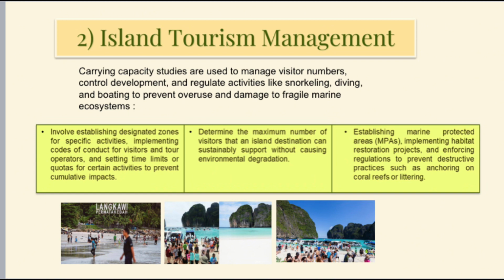The next one is to determine the maximum number of visitors that an island destination can sustainably support without causing environmental degradation. The third one is establishing marine protected areas (MPA), implementing habitat restoration projects and also enforcing regulation to prevent destructive practices such as anchoring on coral reefs.